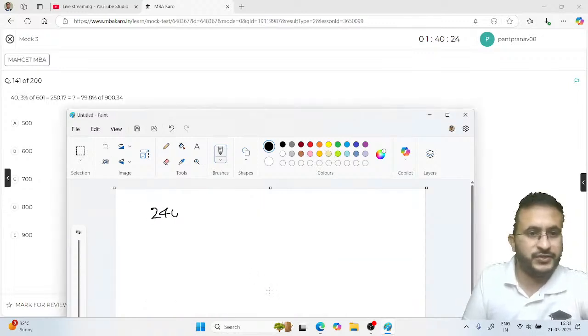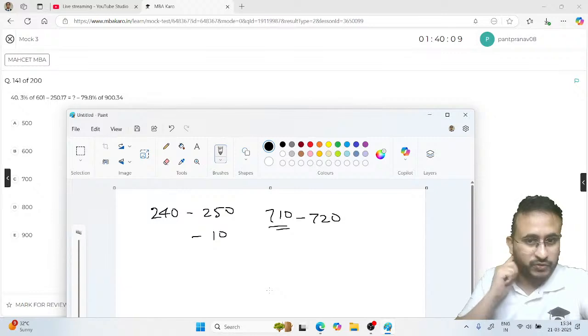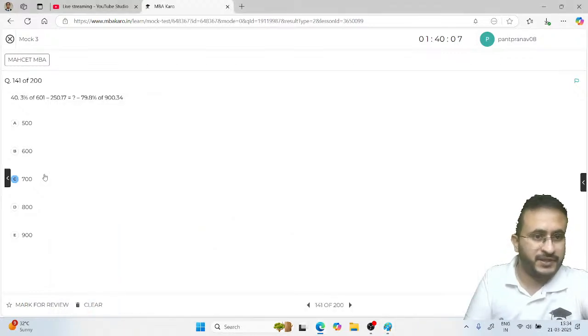40% of 600, that is 240 minus 250, that is minus 10. Okay, minus 10 ये आ गया and this is 80% of minus 720. So that should be 710. 710 minus 720 is this. Right now, closest option is 700. We will pick that.